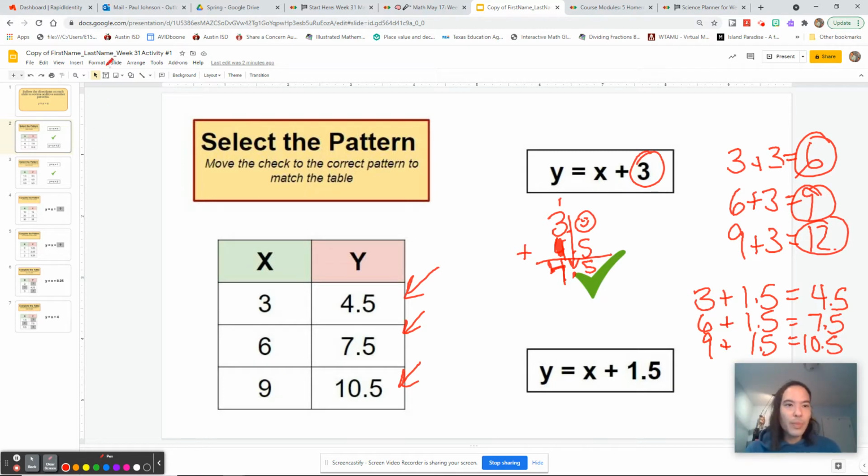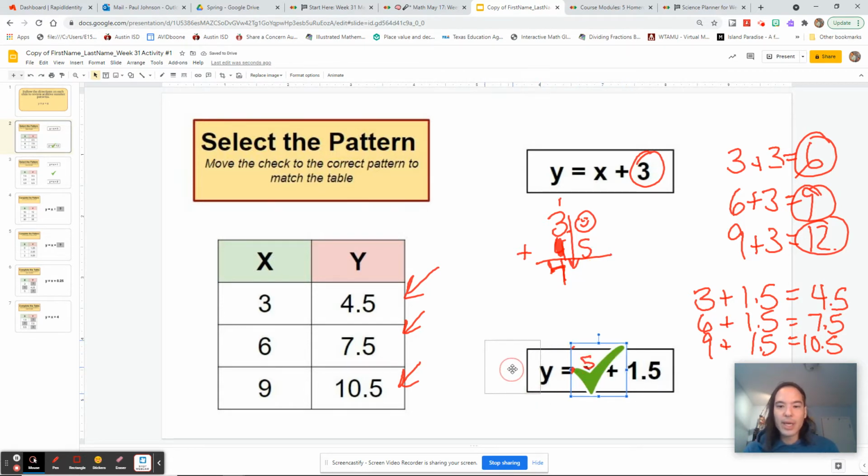So only one of these equations works with the table, remember we're working with equations this week because there's an equal sign. It is the one that says y equals x plus 1 and 5/10. That's funny that it took 5 with us. So y equals x plus 1 and 5/10 will be the correct answer on this one. All right, let's move on.